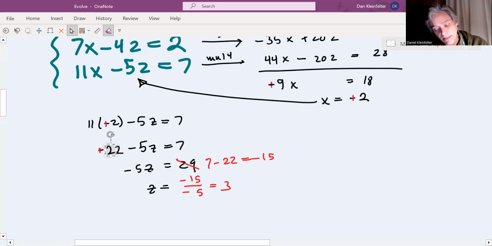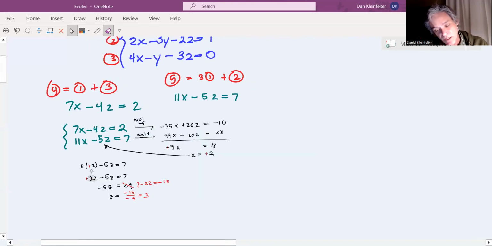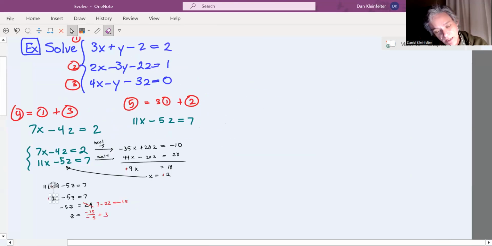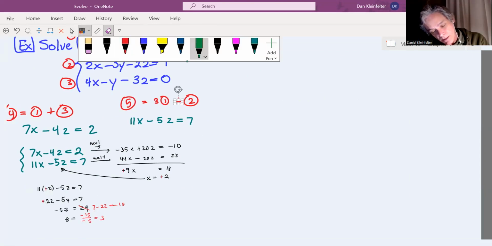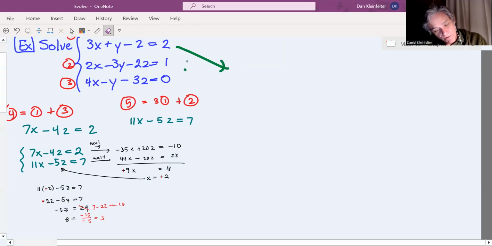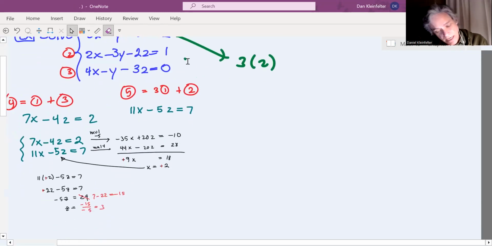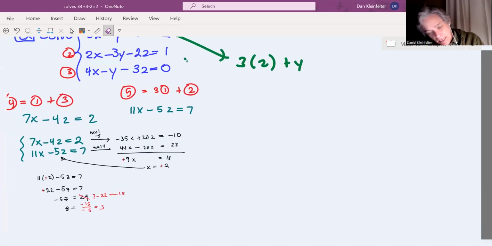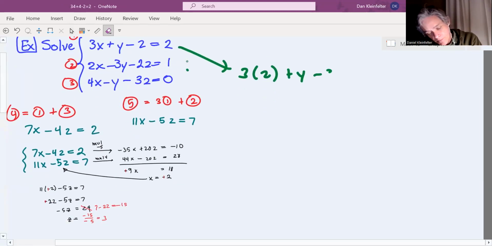All right, so we got z, we got x. Now all we have to do is go back and get y, and then we're all finished with this. So it doesn't matter what equation we use. So I'm going to get this first one, I think. So we'll have 3x, that's 3 times 2. And then y we don't have yet. And then z was 3. And this will be 2.